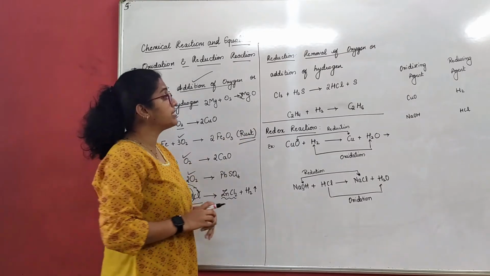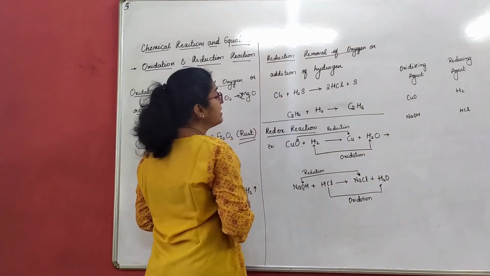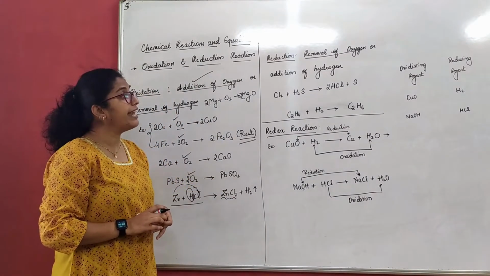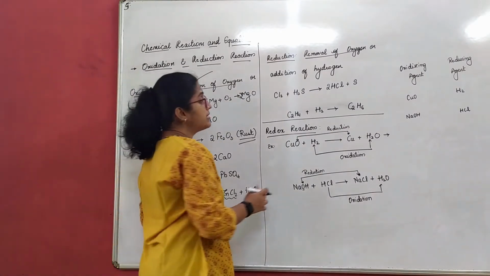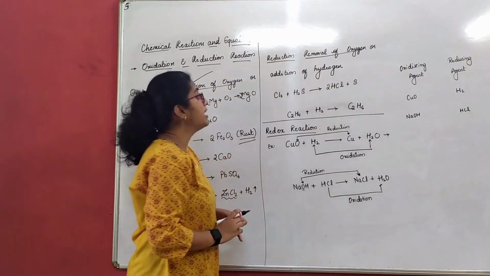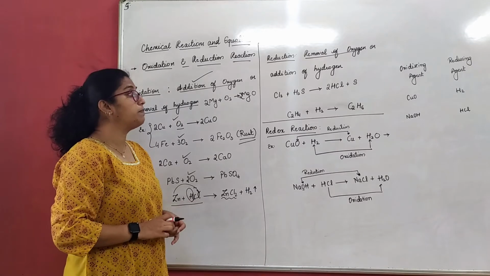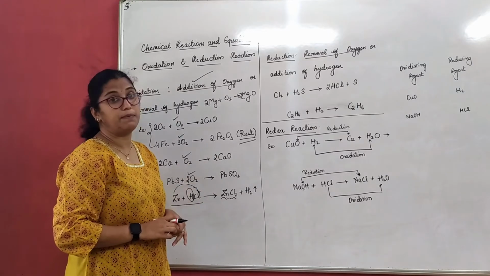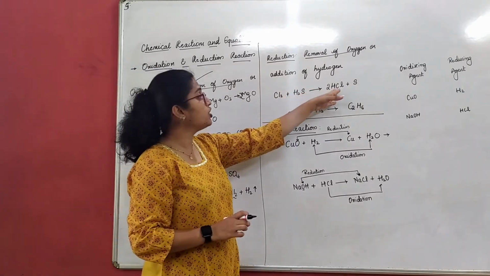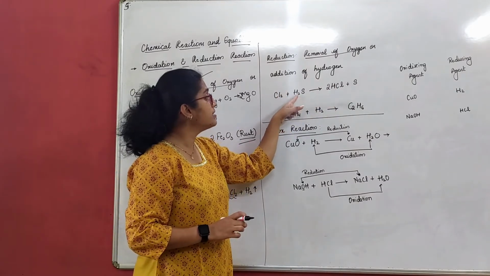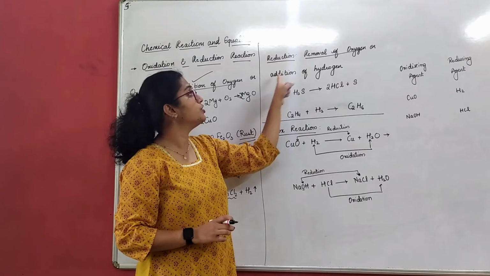Let us see a few examples. Chlorine, when it is passed with hydrogen sulfide, we get hydrochloric acid plus sulfur, what we get here. Now, what is happening here? Is removal of oxygen happening or addition of hydrogen happening? Just see here, addition of hydrogen is happening to this chlorine, right? We have added hydrogen to this.